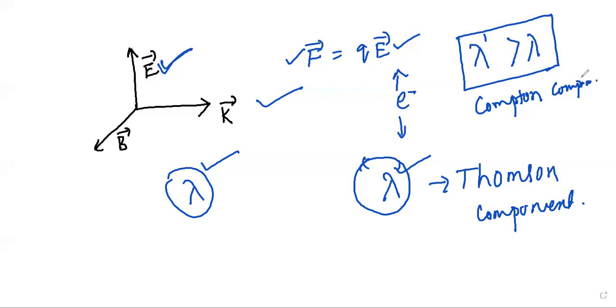Using the quantum theory of radiation, we can clearly explain the presence of this lambda prime, the modified wavelength that we got in the scattered radiation. And from where we got it, what is the source of this lambda prime, can be explained.